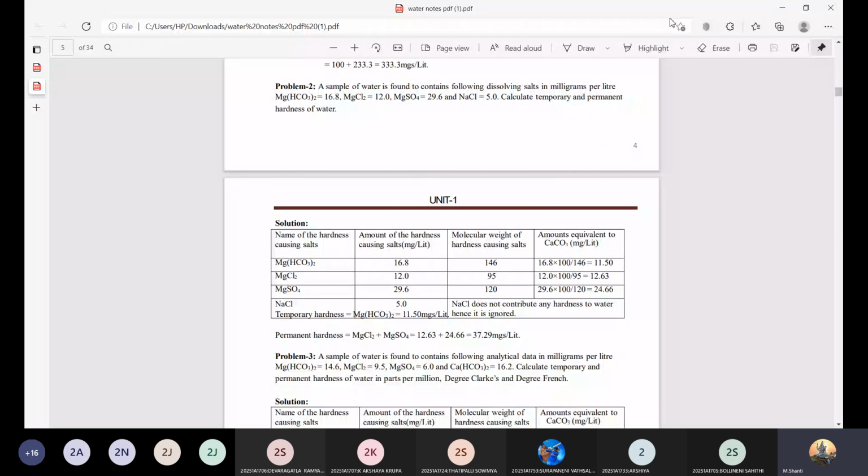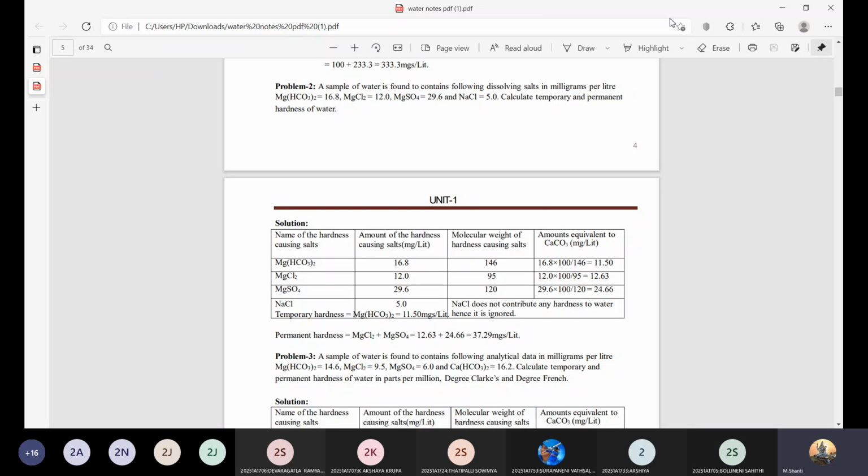Then how to substitute in that formula? 16.8 by the molecular weight of magnesium bicarbonate. It is 146. So 16.8 by 146 into 100. How much you are getting is? 11.5. Okay. Similarly, the same procedure you can follow for magnesium chloride and magnesium sulfate.